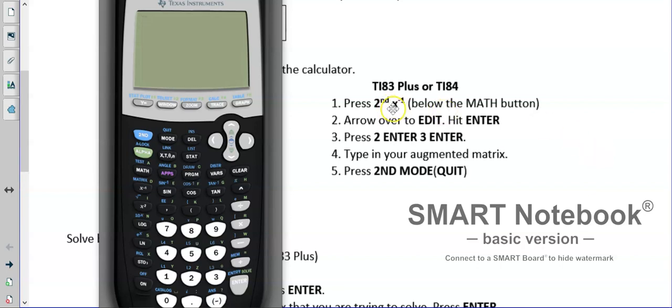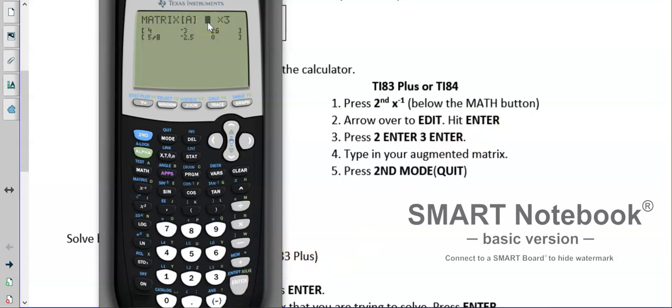So we're going to hit second, x to the negative 1. Below the math key, see where it says matrix here in blue? This is the blue key. There we go. Now, we're going to go over to edit. You can go over like this, twice to the right, or you can just go once to the left. Hit enter.